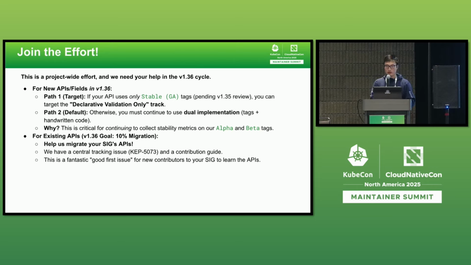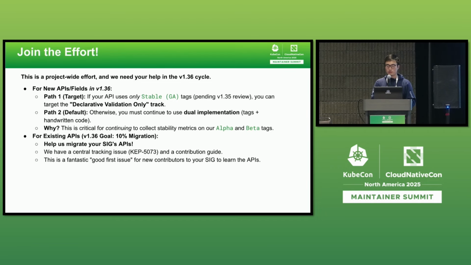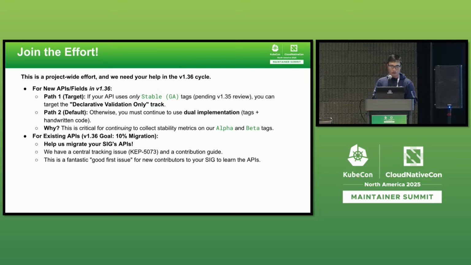In 1.36, we're going to graduate one set of tags. After that, if you have new validation, you can consider using the stable GA tags, and you don't need to write the handwritten validation anymore. But if you want to use the tags still in beta or alpha, you still need to write both, so we can make sure that the logic is equivalent between the generated code and the handwritten code. And for existing APIs, we also call out for help with the migration.